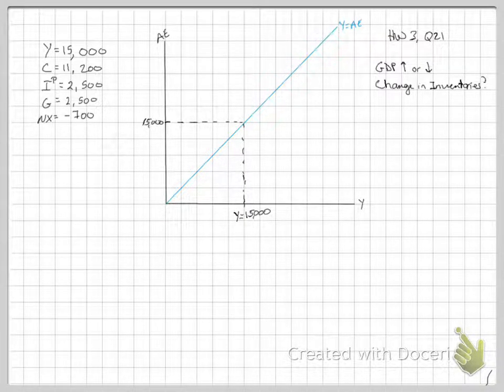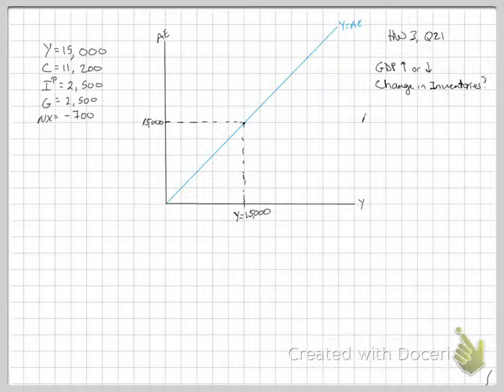Okay, so the reason I've drawn this y equals AE line, just this graph with one line on it, is because I want to show you guys that when y is equal to 15,000, if we're going to be in equilibrium, aggregate expenditure should be right at this point. It should intersect y equals AE at 15,000. If that's not the case, then we're going to see adjustments in y because there is going to be a change in inventory, and that's going to lead us to a new equilibrium. Okay, so we're at this point y equals 15,000.